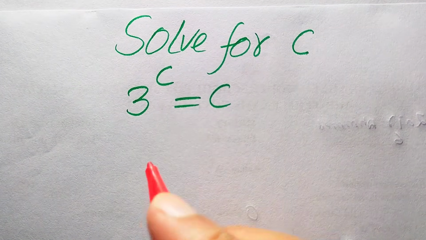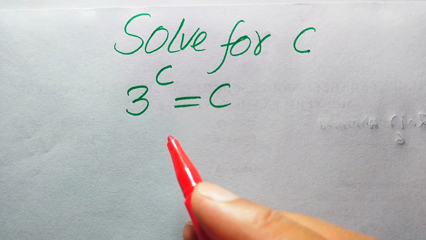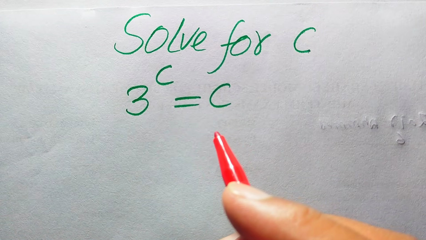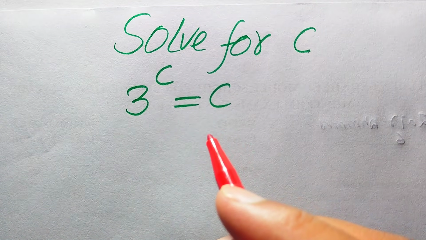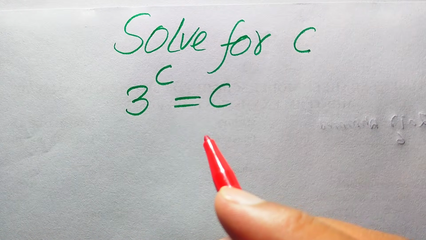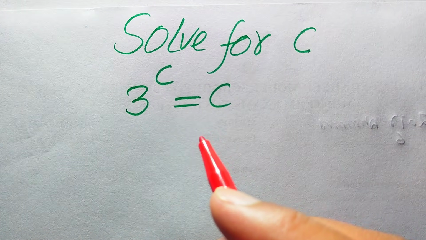So here we have 3 to the power of c equals c, and we solve this problem for all the values of c. First we need to find all the roots of this equation.